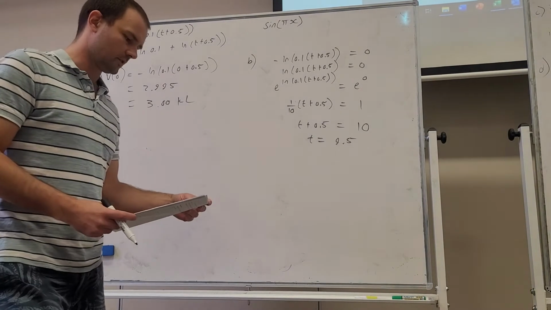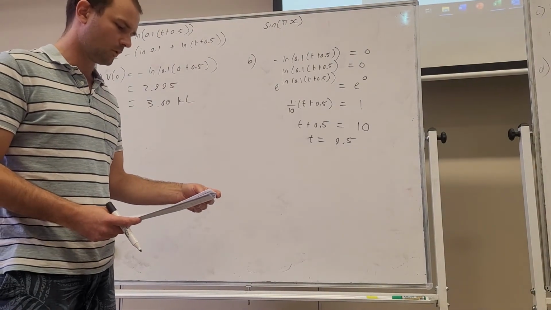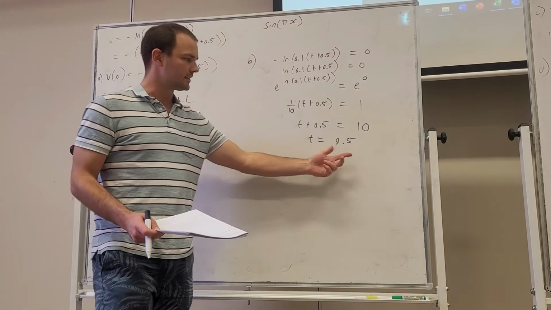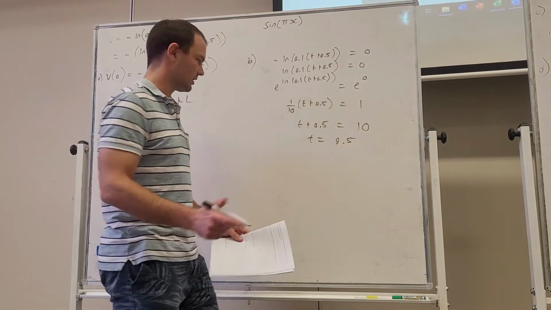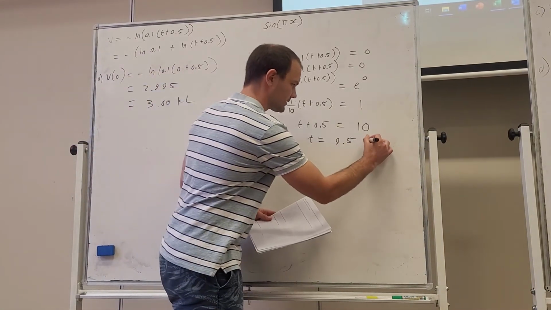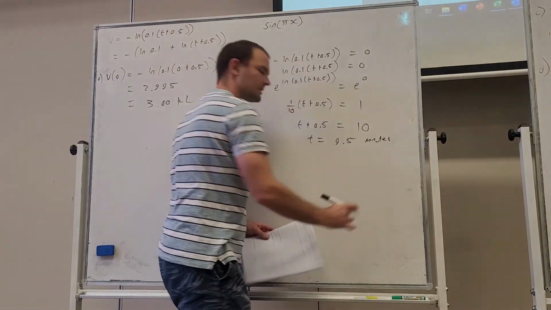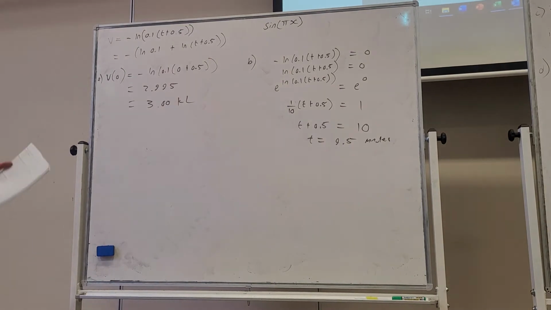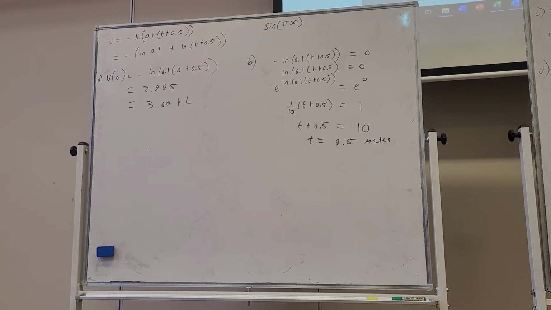So what's the situation? We've got a tank, we've opened the valve, water's leaking out, the volume's changing. That's how much water was in initially. This is how long it takes till it's empty: 9.5 minutes. Hence, state an appropriate interval for the domain. So if we have a look at the graph of this one, just to help us comprehend what's going on here.